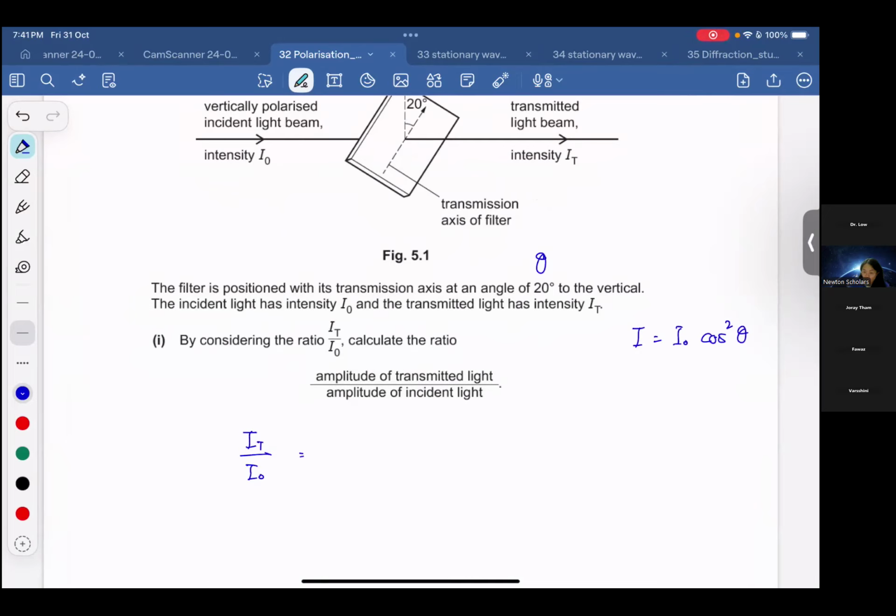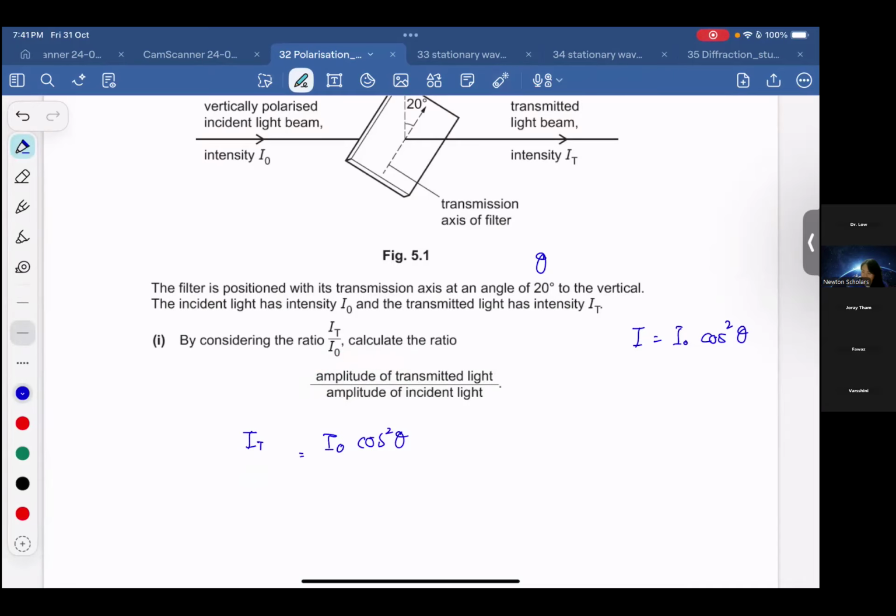Your IT is actually your IO cos square theta, right? This one I don't write first. But the problem is they ask you to calculate the ratio of amplitude, intensity and amplitude. In this chapter, I think it's the second lesson, we're talking about the intensity and amplitude.